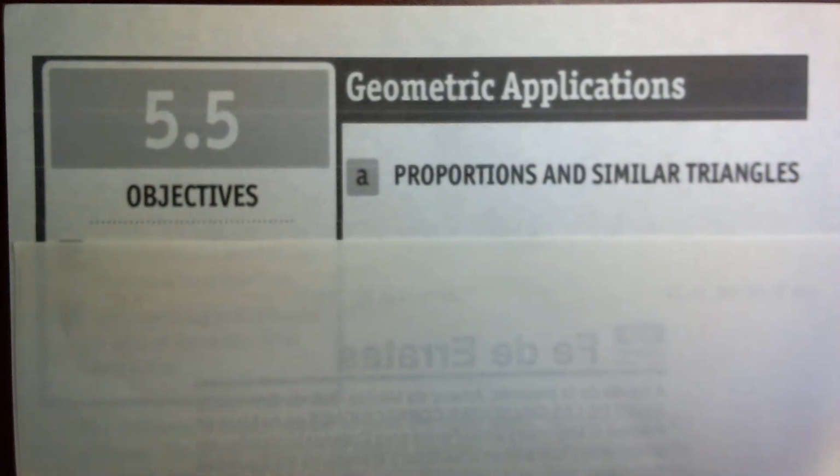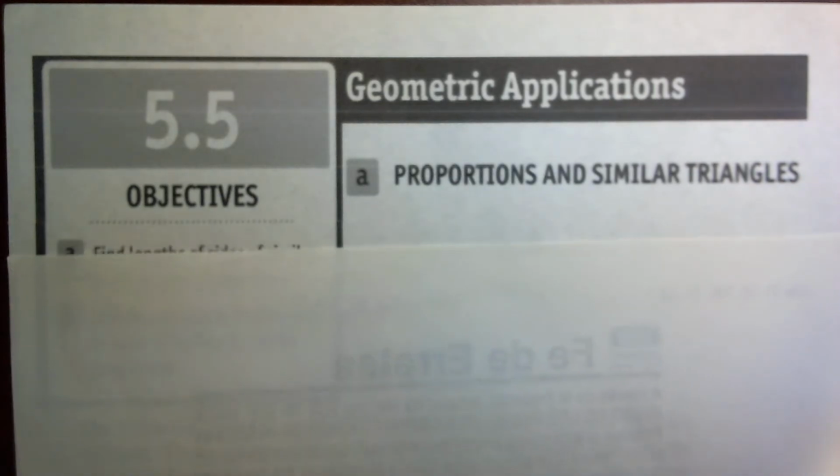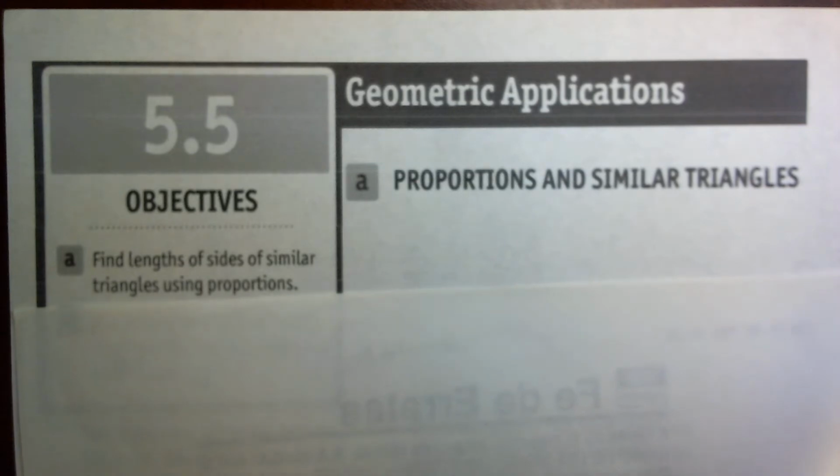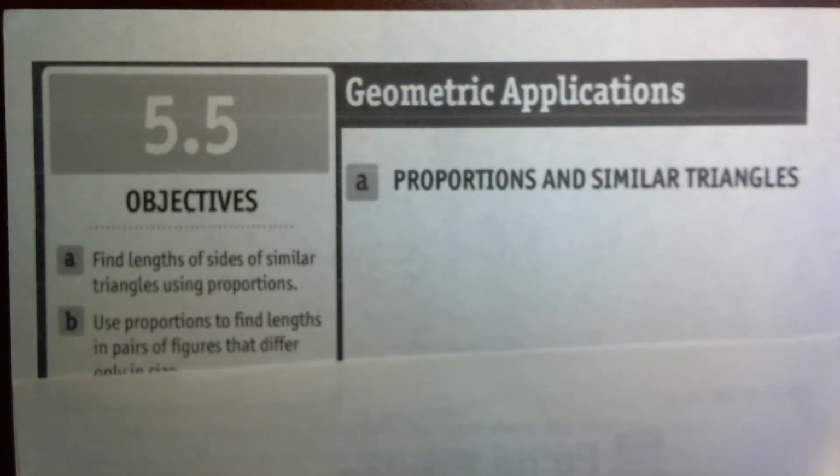In section 5.5 we learn how to use proportions for solving geometric applications. In the first part we use this for similar triangles, and then we use proportions to find lengths in pairs of figures that differ only in size.